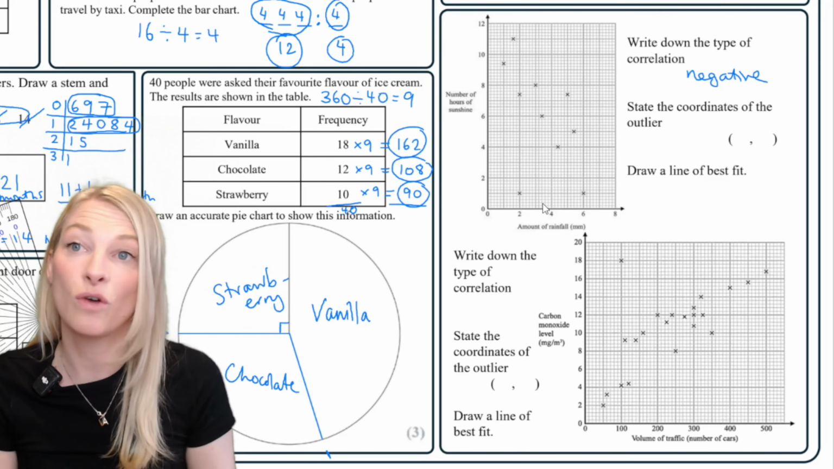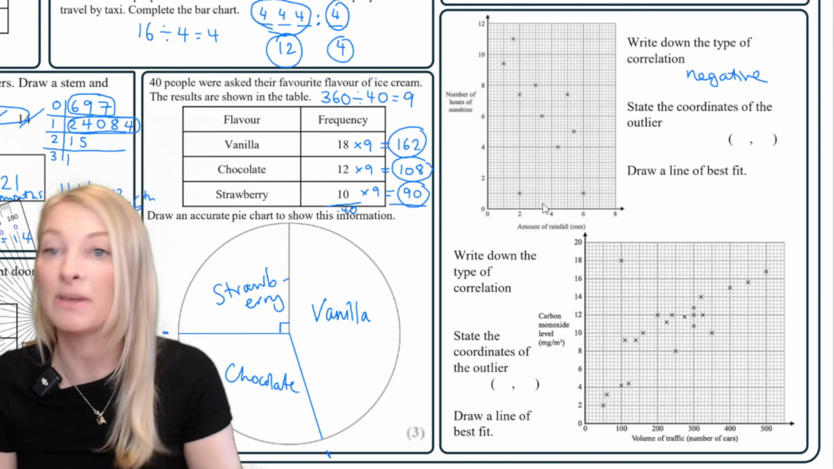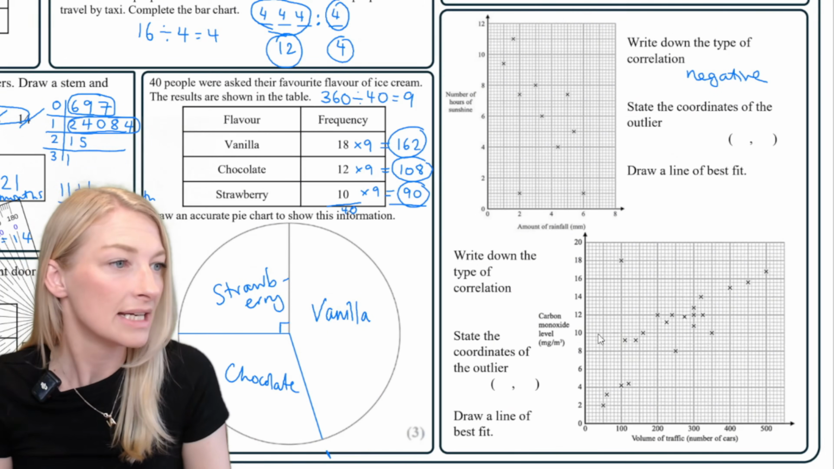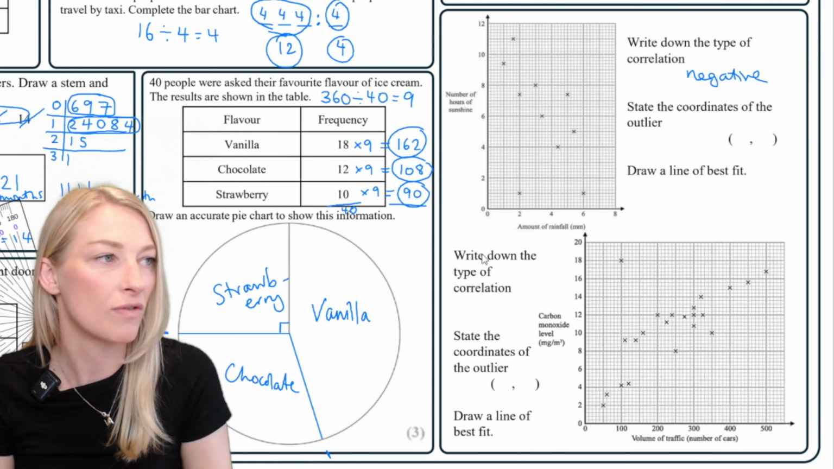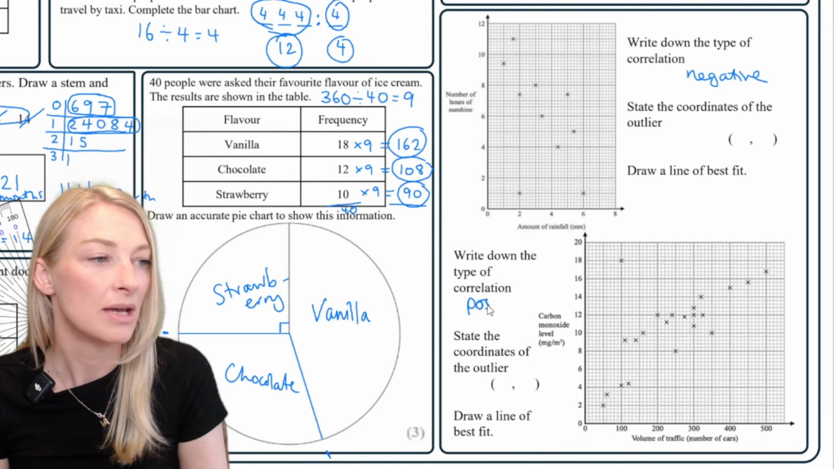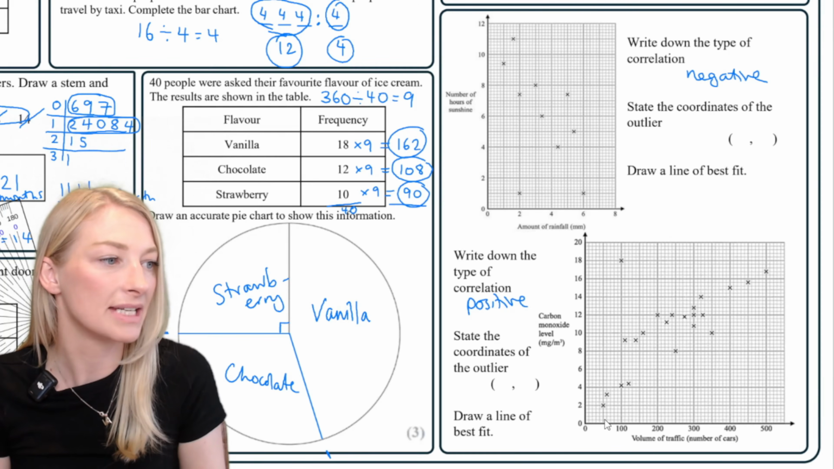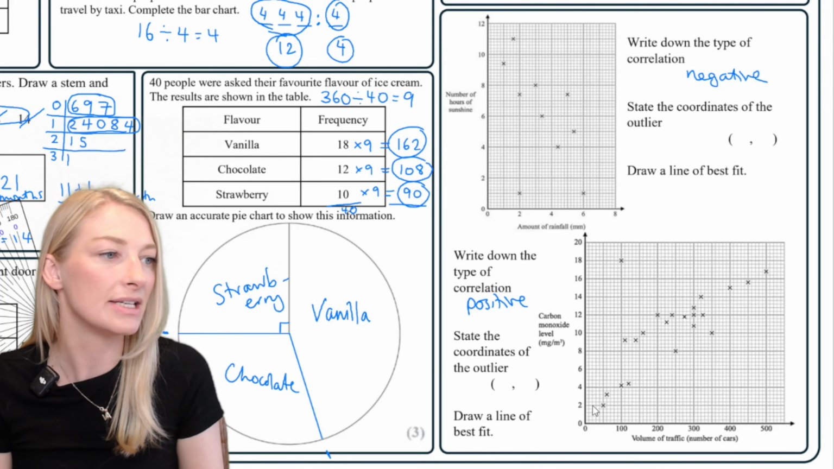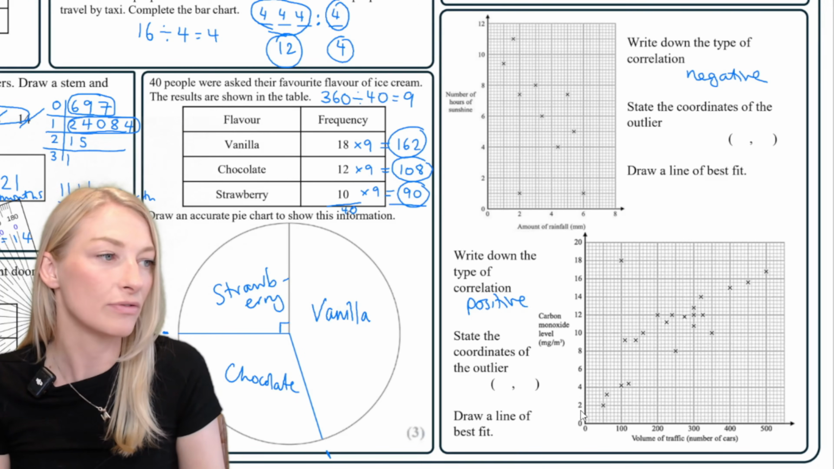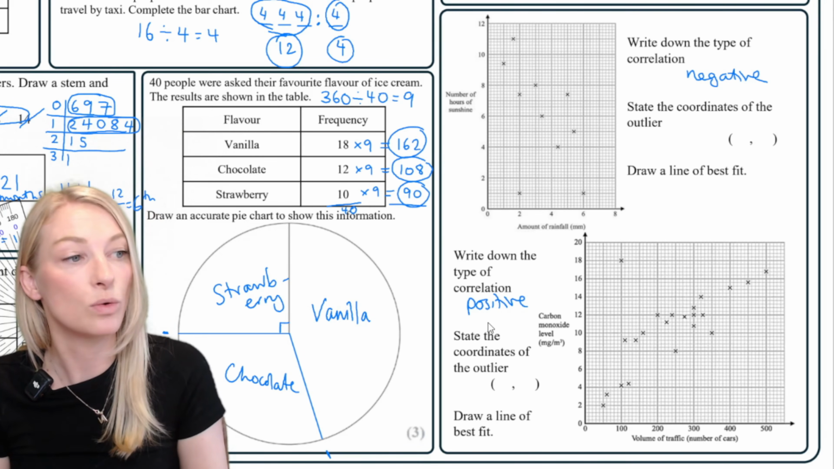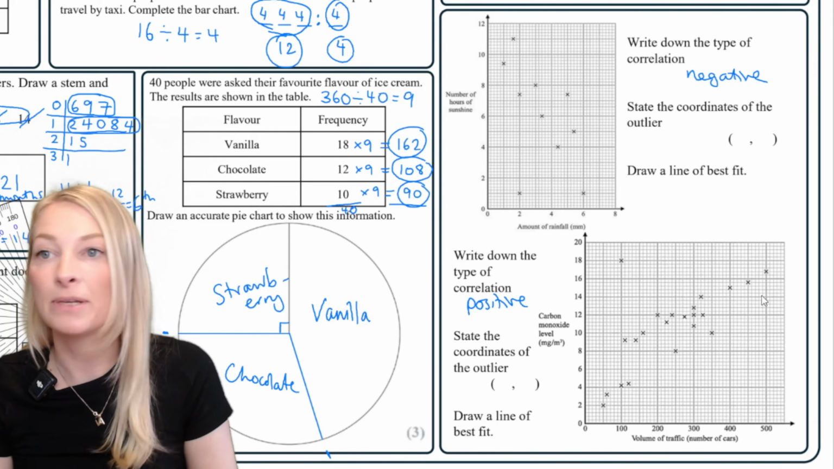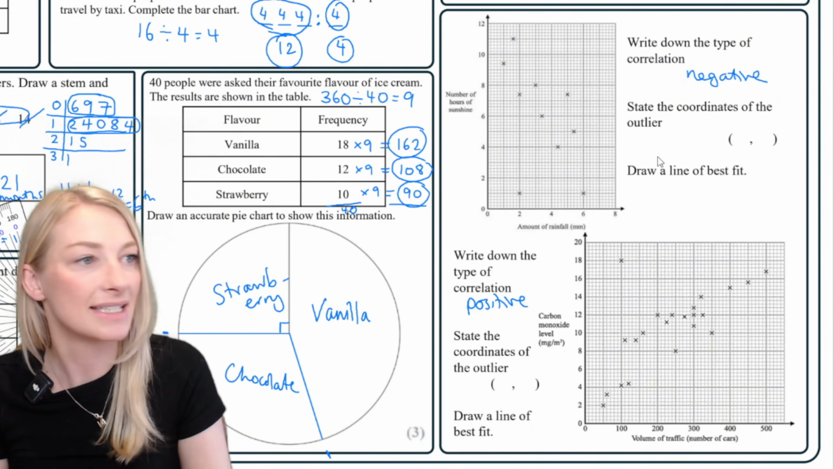But if they ask me for the correlation, I'll just say it's negative, which means as one goes up, the other one comes down. Down here, if they ask me for the type of correlation, I'm going to put positive because we can see that the values go up together. As the volume of traffic increases, so does the carbon monoxide level. So as they're going up together, we call that positive. If the points are going up, it's positive. If the points are coming down, it's negative.